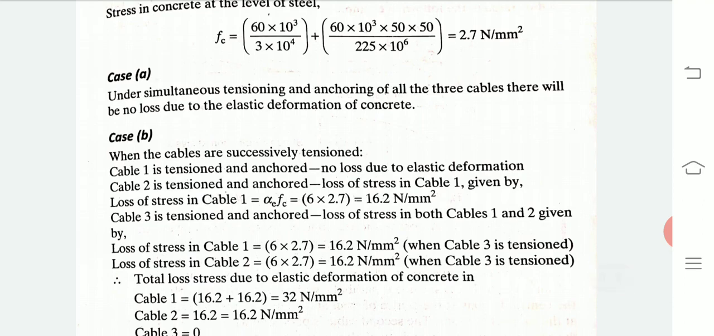Now let us come to case A. In case A, as all the wires are tensioned simultaneously, yesterday we have seen in our theory part that there is no loss in the pre-stress due to elastic deformation, as all the 3 cables are tensioned simultaneously.